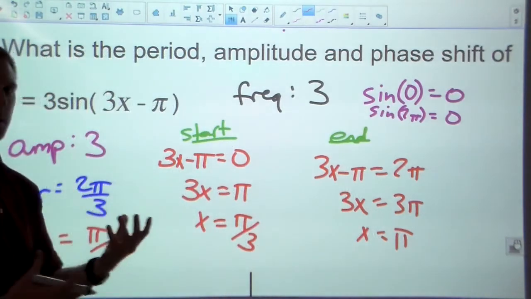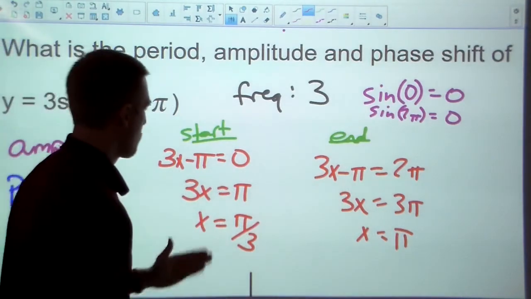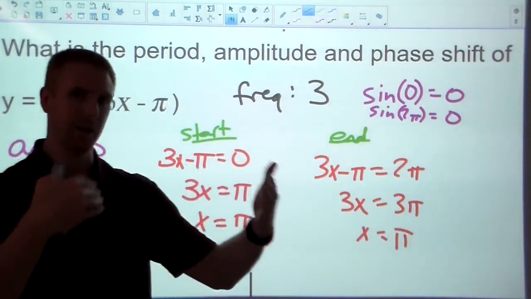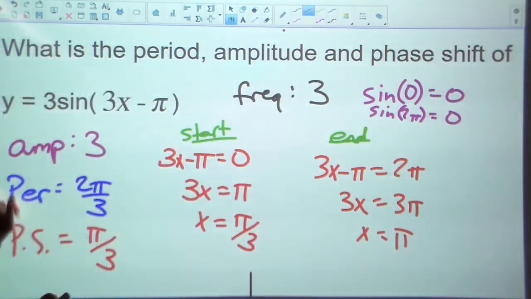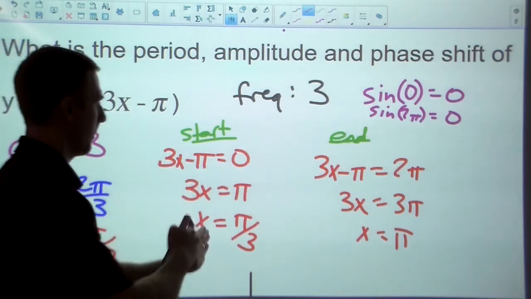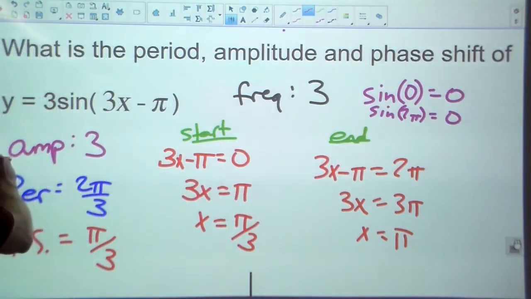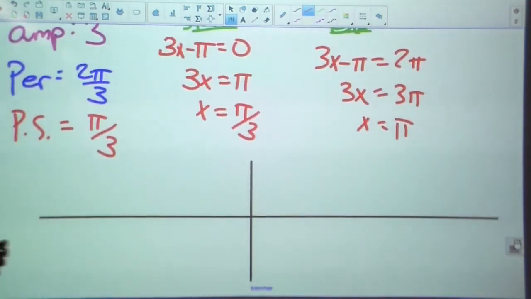And I was talking about the period and how this is another way to find it. Well, if you start at pi over 3 and you end at pi, it leaves 2 pi over 3 radians in between, which was our period. So it's just another way from the start to the end. That's one full cycle. It's another way to find the period, but it's a lot better for graphing, I think.